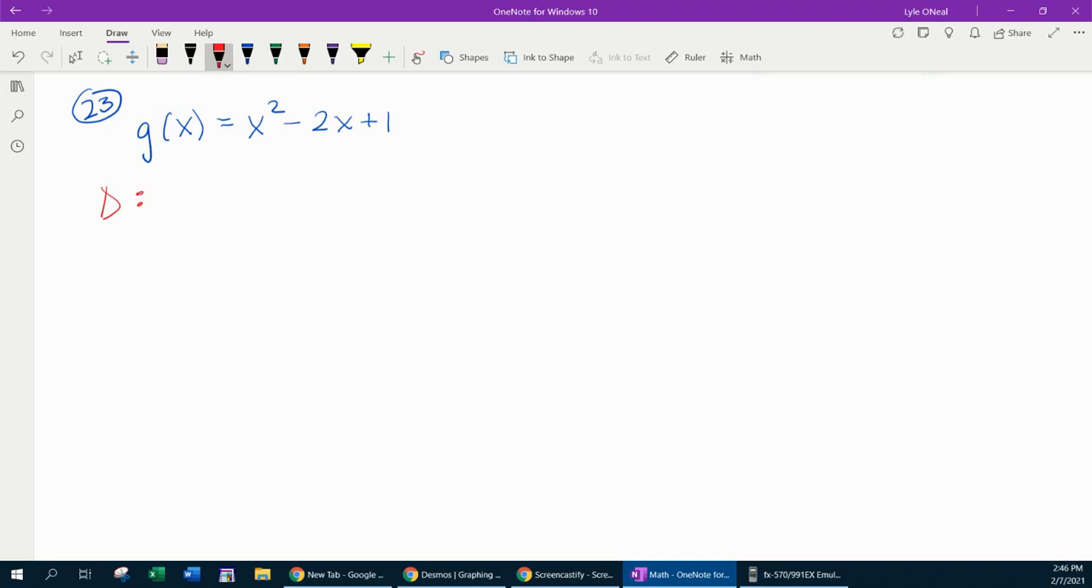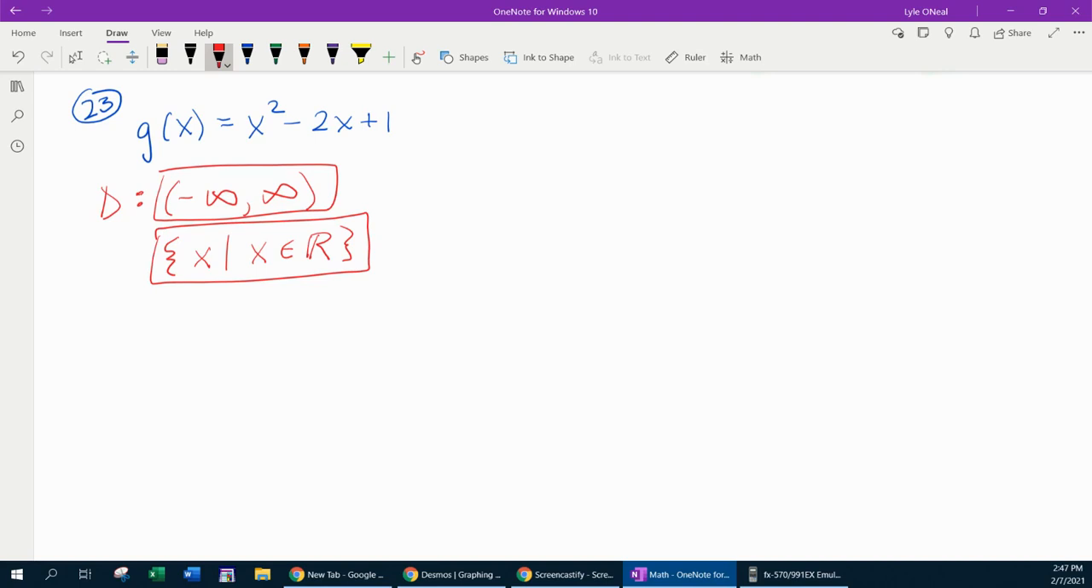Now, you can't just write the words "all real numbers." It has to be in a formal mathematical notation. So what would be acceptable? Well, interval notation would be acceptable. We can say -infinity to infinity. That's all real numbers. Or we can use set notation, the set of all x such that x is an element of the reals. Either one of those would be satisfactory for giving the domain of this function.